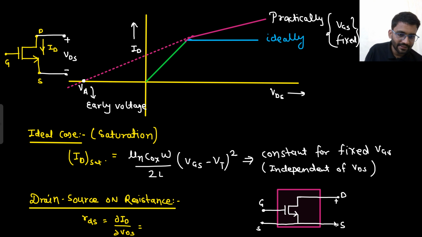So if I apply VDS, I will get some current ID. This is what I am talking about in the saturation region. I keep the values of VGS, VDS and VT such that my MOSFET is working in the saturation region. Now I am taking the ideal case. In the ideal case, what do I observe? If I keep on increasing the VDS value, there is no change in ID. What is the formula of resistance? I shouldn't write R ohm, it should be RDS only: the drain to source on resistance in saturation.